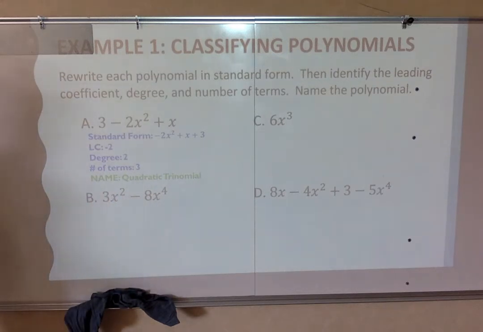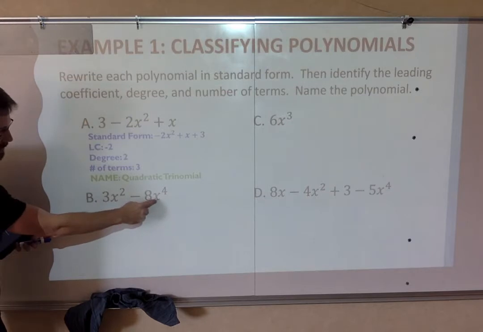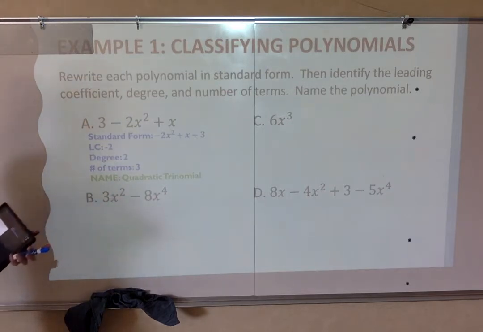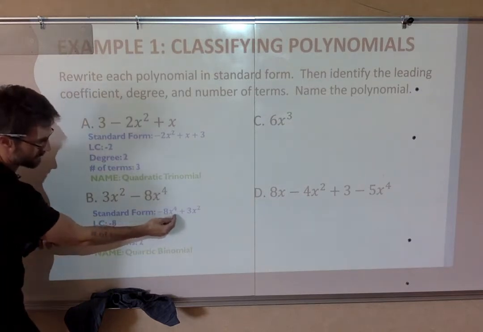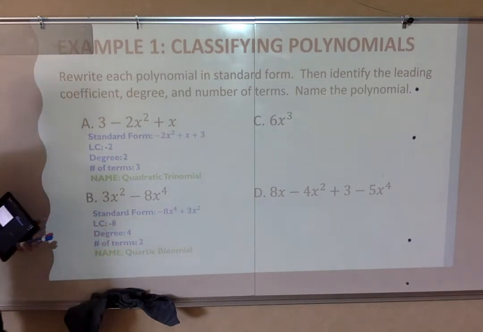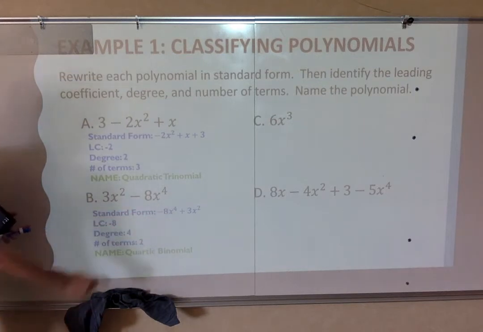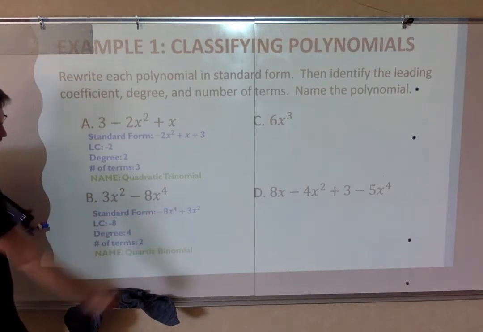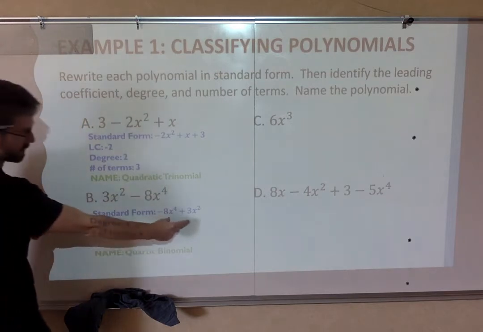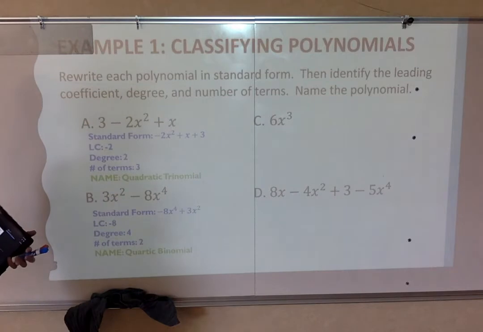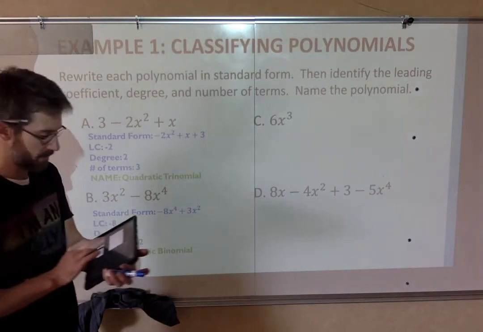All right, our next one, a little simpler. There's only 2 terms. We're just going to move the -8 in front and the 3 to the back so that it is the x to the 4th first and the x squared second. Leading coefficient then is the -8 that's out in front. The degree is 4 because of the exponent. Number of terms, there's 2 of them, so 2 terms. So this is a quartic binomial or a 4th degree binomial.